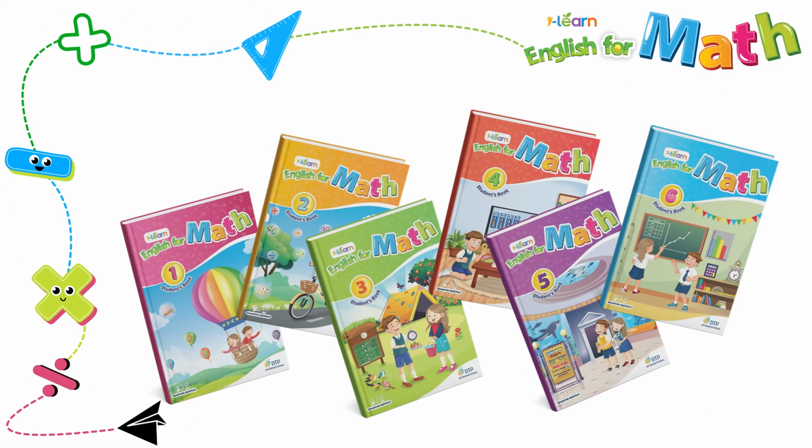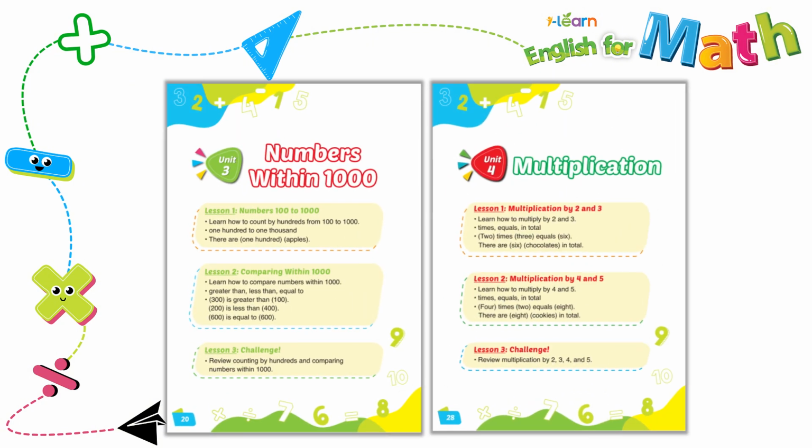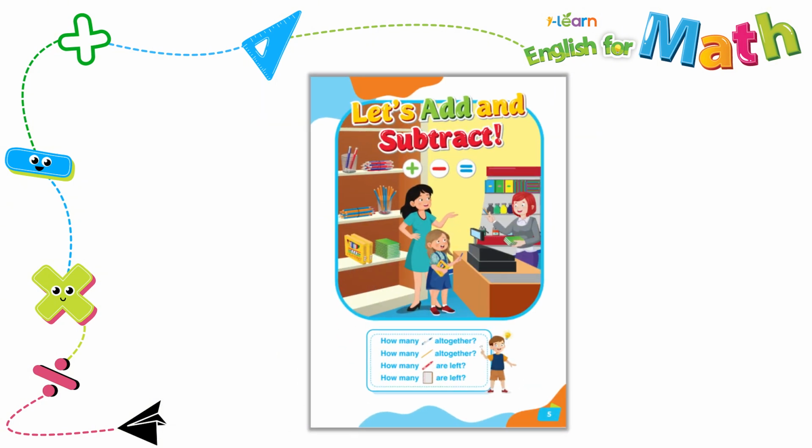I Learn English for Math is a 6-level course that helps students master both mathematics and English through the CPA approach: concrete, pictorial, abstract. Each level begins with getting started and continues with 5 engaging units, each introduced by The Big Picture, a visual guide that highlights key vocabulary and concepts while sparking curiosity.